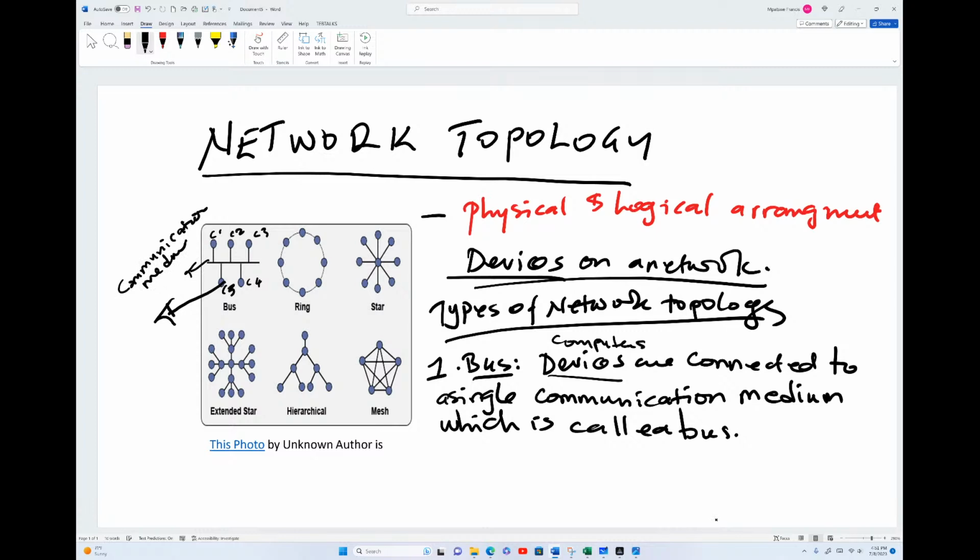And this communication medium is what we call the bus. The bus is that medium where all the devices, all the computers are connected, and all the data is transmitted in both directions. You can have data moving from one direction to another, and also moving the other side. But the main issue here is that if the backbone fails, the entire network can be affected.